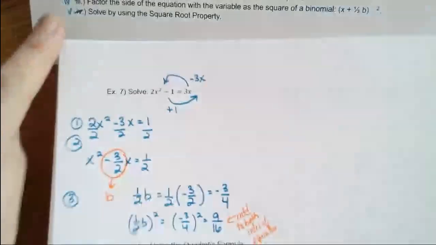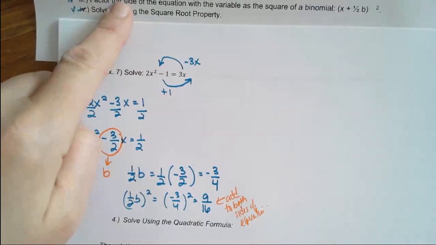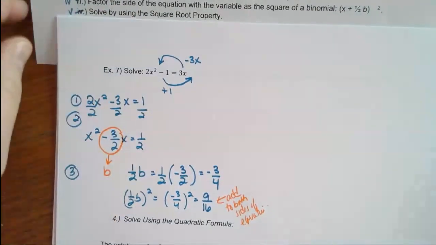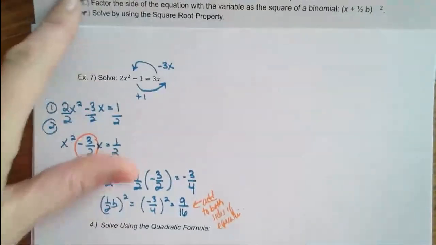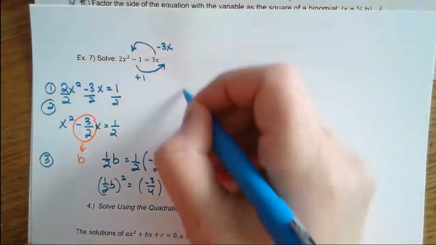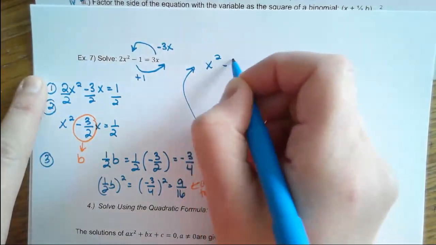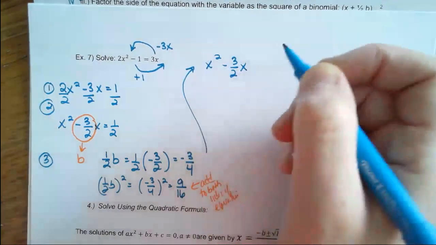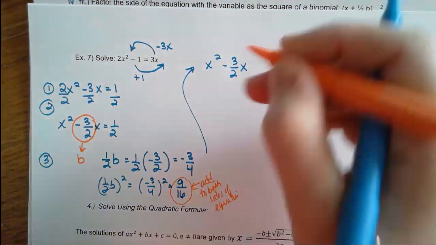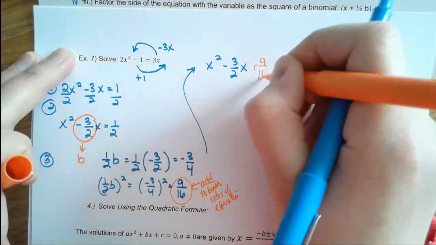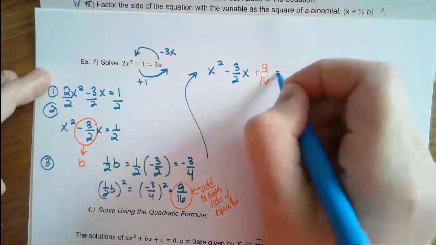All right, so I'm going to have you guys just kind of refer back to the steps over here. I'm running out of room and I want to make sure you can see all of this. So I'm going to kind of finish step 3 here. So I take my equation, that x squared minus 3/2 x, and what I'm doing is I'm adding that 9/16 to both sides.